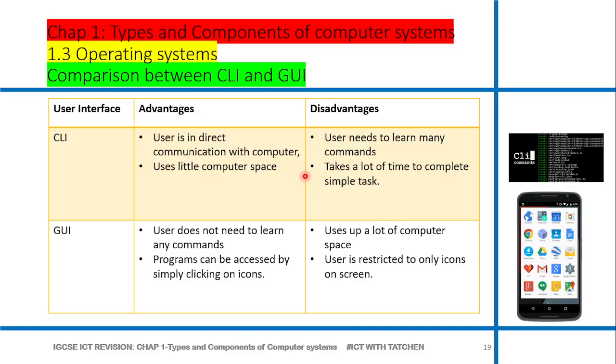And then we have the GUI, or graphical user interface. Very easy to use. One advantage, the user does not need to learn any commands. Programs can be accessed by simply clicking icons. If you click on Google Chrome, it opens up. You click on Google Maps, it opens up. But it uses up a lot of computer space. That's the problem. You need to install a large operating system which uses up computer space. At times you buy a phone, they say this phone is so many gig, and you discover that almost half of it has already been taken by your operating system. Then the user is restricted to only icons on screen.